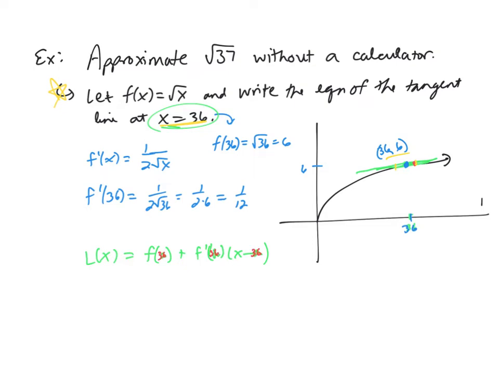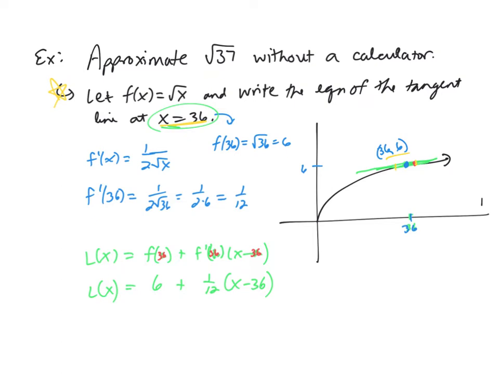36 and 36. So let's rewrite one more time. f of 36 is 6. So the y value, f prime of 36, is 1/12, and I've still got my x minus 36. So here's my linear approximation. That is the equation of the tangent line.